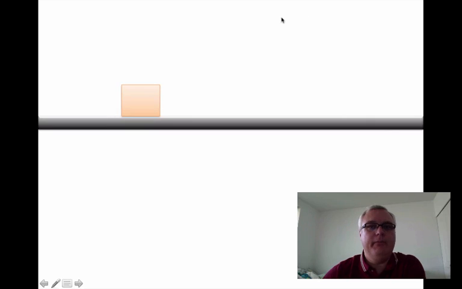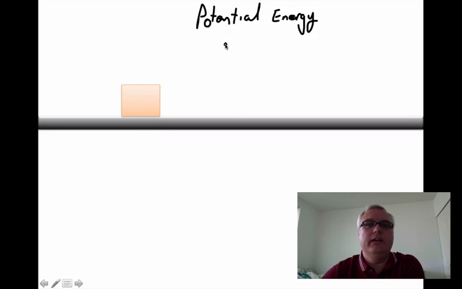And there's lots of different types of energy. The first type we're going to call potential energy. And potential energy is stored energy. So chemical energy is stored energy in the chemical components. Electrical energy could be stored in a capacitor or battery. The most common type that we're going to deal with is gravitational potential energy.